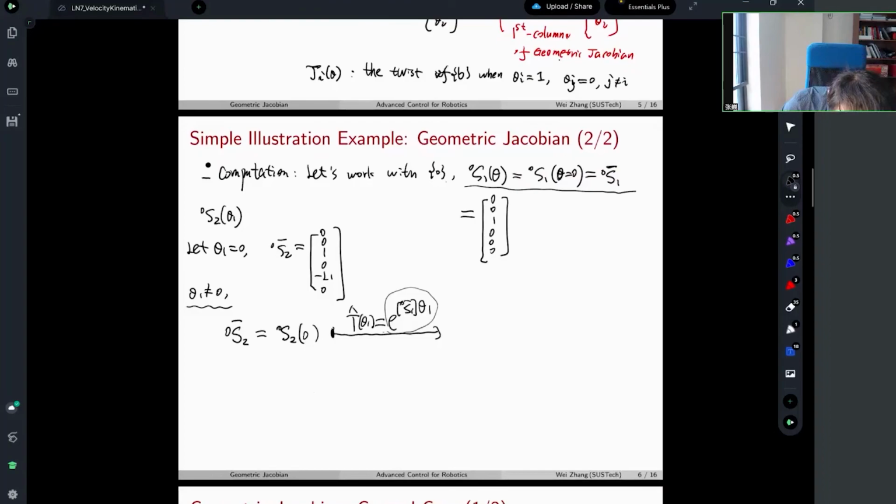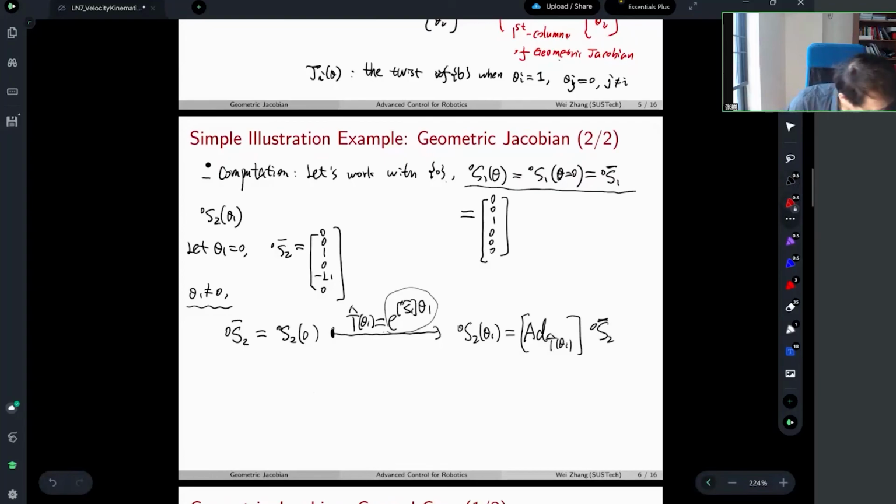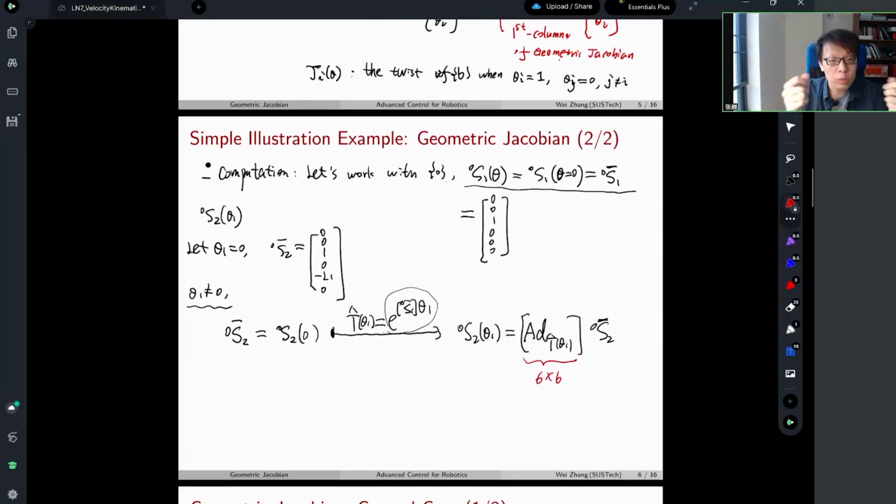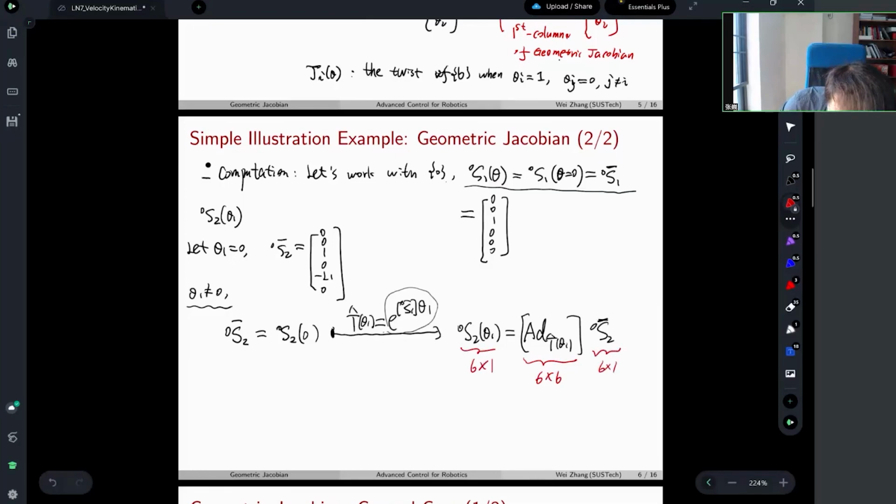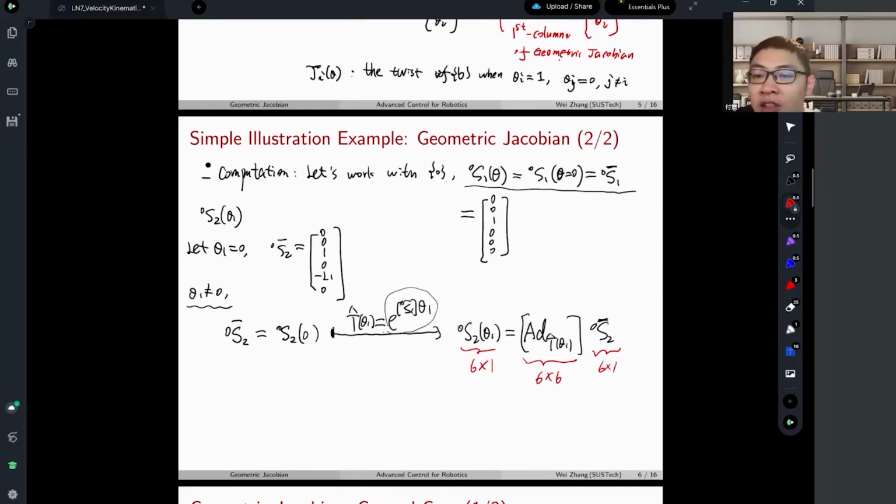So overall, I will have S2 0 of theta 1 equal to the adjoint of T hat theta 1, which is a matrix, times S2 0 when theta 1 is 0, this is bar. This guy is a 6 by 6 matrix. The rigid body operator is represented by a 4 by 4 homogeneous transformation matrix, and the adjoint is 6 by 6, and this guy is 6 by 1, and this is our new screw axis, 6 by 1. Is this clear to you? Yes, it's clear to me. Okay, good.